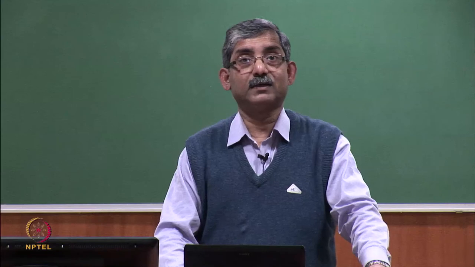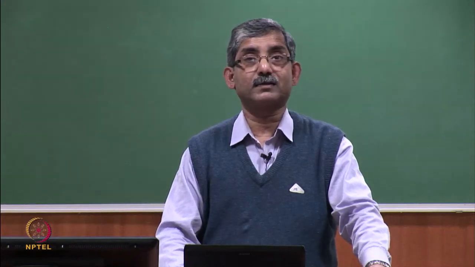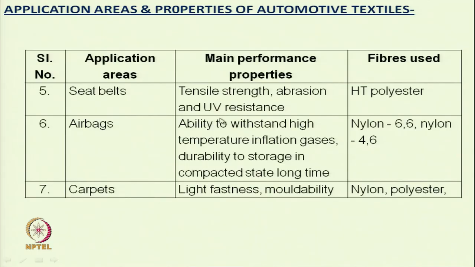For seat belts, the main important characteristics are tensile strength and abrasion resistance, because constantly it is getting abraded, and UV resistance, so it is exposed to light always, so that is why UV resistance is important. So, for this high tenacity polyesters are used for seat belts.